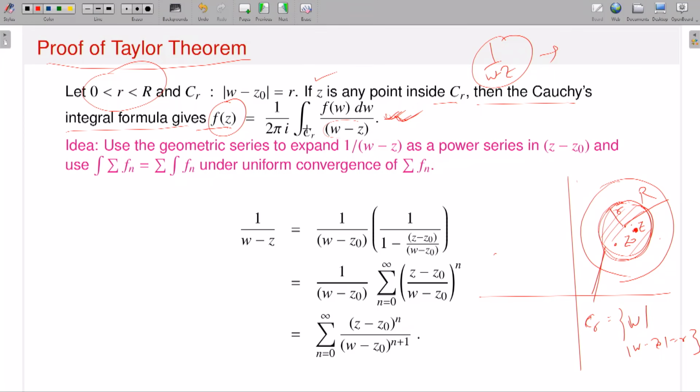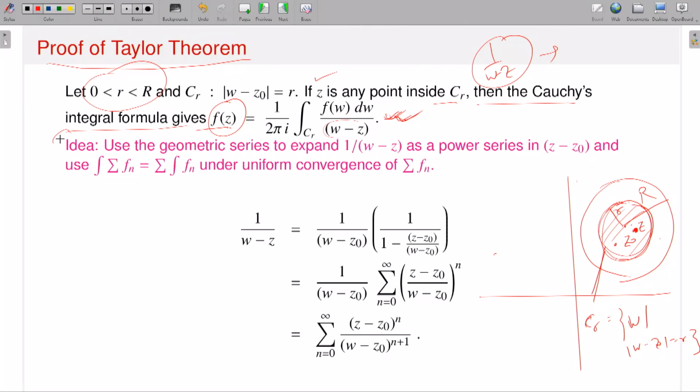If I have a power series, as I already discussed, and the power series converges uniformly, then I can interchange integration and summation. That means uniform convergence implies this. So if I put those arguments together and interchange integration and summation, you will have the expression of f in terms of the power series around the point z0.